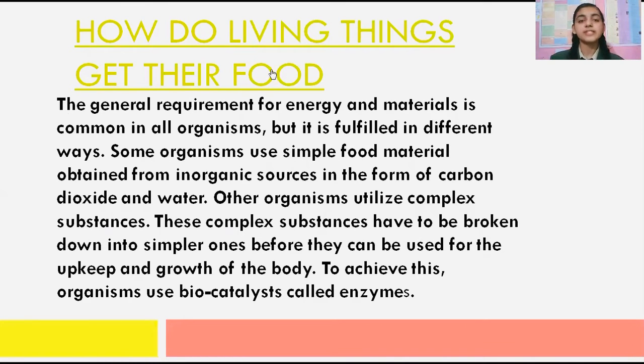How do living things get their food? The general requirement for energy and materials is common in all organisms, but it is fulfilled in different ways. Some organisms use simple food material obtained from inorganic sources in the form of carbon dioxide and water. Other organisms utilize complex substances. These complex substances have to be broken down into simpler ones before they can be used for the upkeep and growth of the body. To achieve this, organisms use biocatalysts called enzymes.